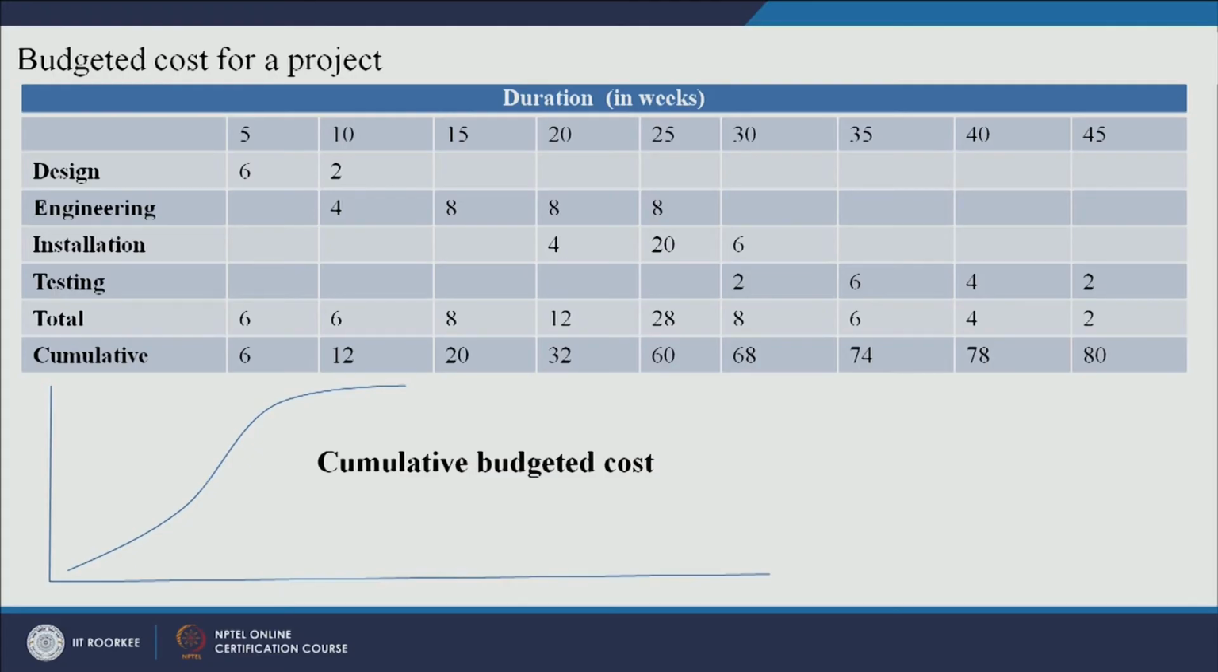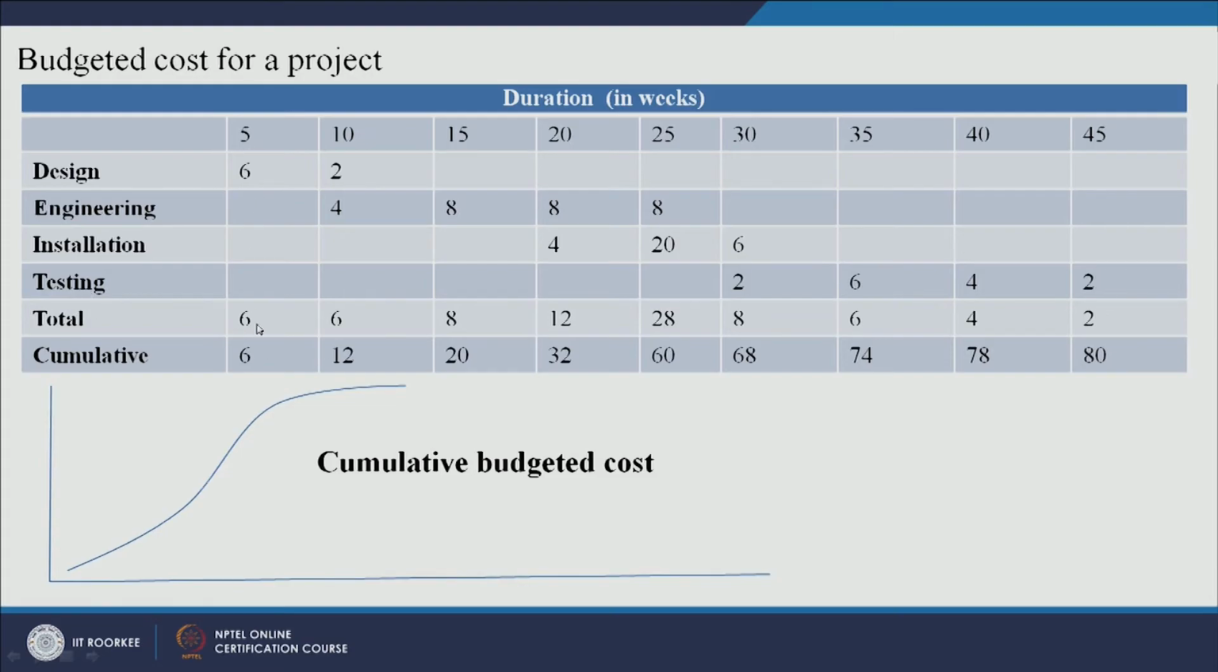Now let us look at how to draw the budgeted cost of a project. Let us say there is a project whose duration is 45 weeks, and these are different activities to be performed in that project. You have got the design activity, and the budget for design in the 5th week is 6 lakh, in the 10th week the budget is 2 lakh. Similarly you have got engineering, installation, testing, and this is the total.